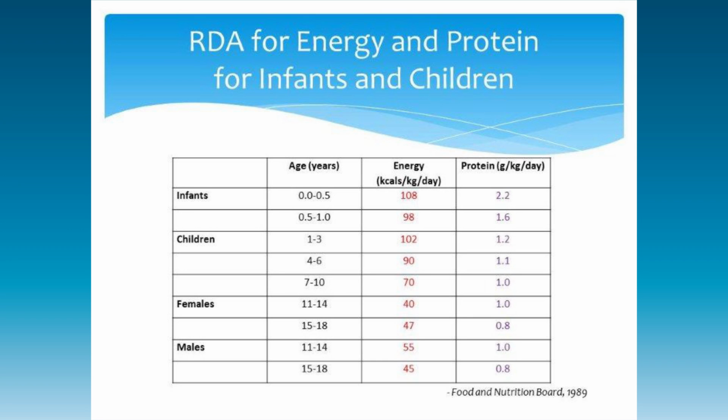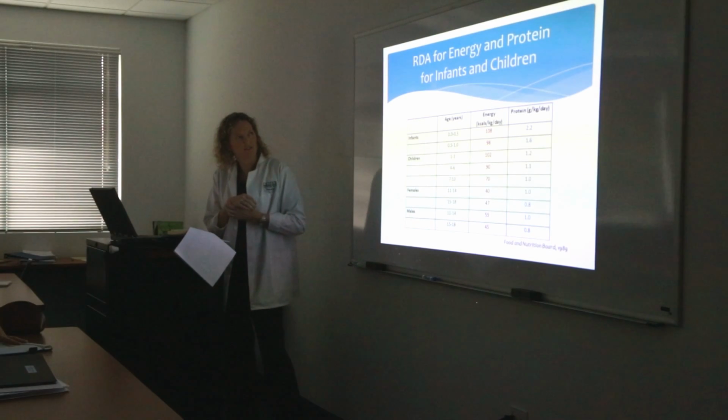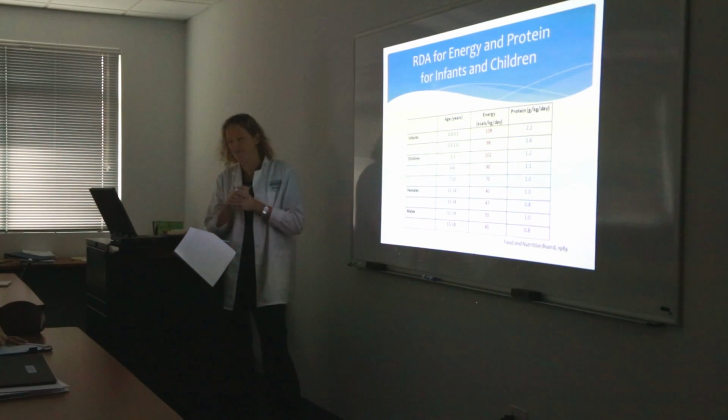And as you can see, the energy, the numbers in red, they're a lot different than for adults. With adults, calories per kilogram, we think 25, 30, maybe 35 if they need extra. But with infants, 108 calories per kilogram for 0 to 6 months. So a lot higher calorie and protein per kilogram than for adults. And then it starts going down as they get older. So for instance, 1 to 3 is 102 calories per kilogram. So that's a chart that gives you calories per kilogram and grams of protein per kilogram per day.